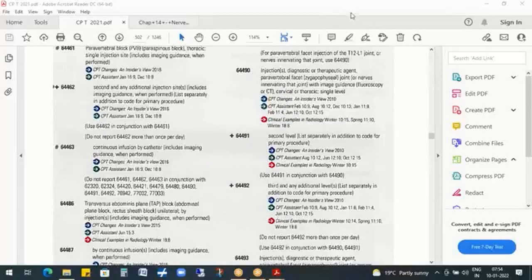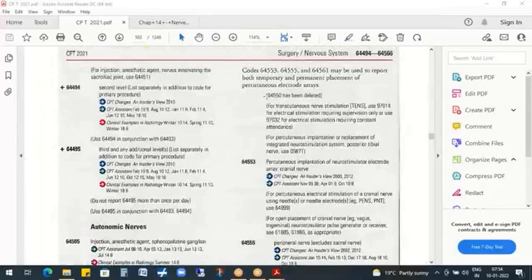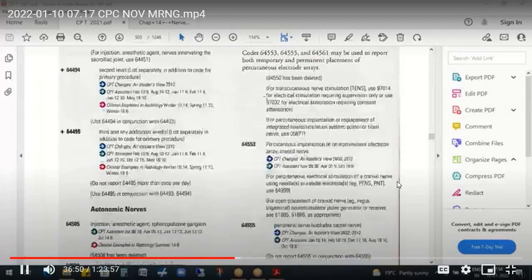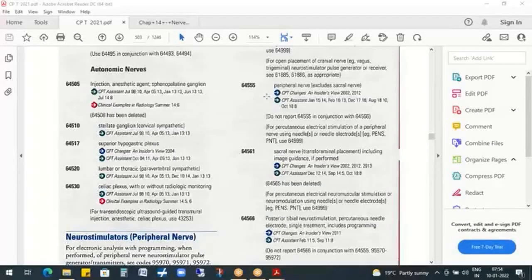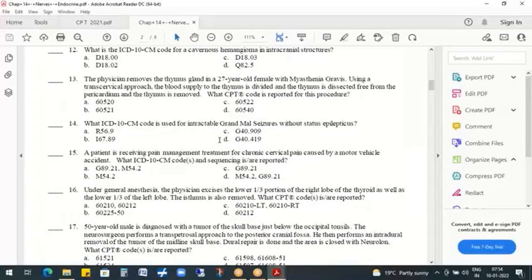Next one. See the codes 64493, 94, 95. Just write down again: MBB injection, but this is for lumbar or sacrum. Same concept, but the location on the spine is lumbar or sacrum. 64493, 94, 95 are lumbar or sacrum.